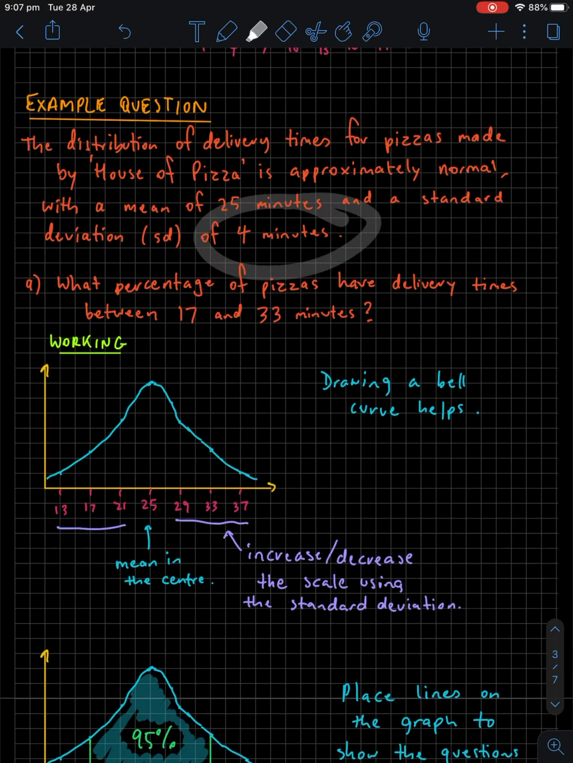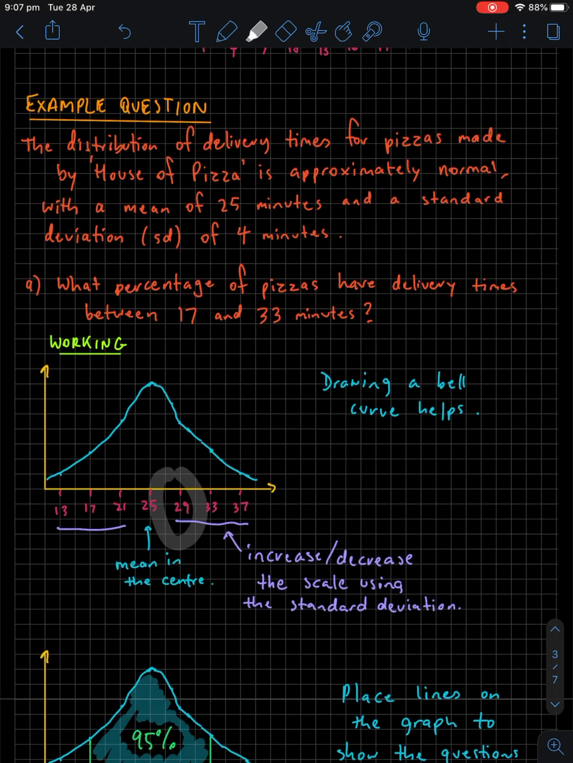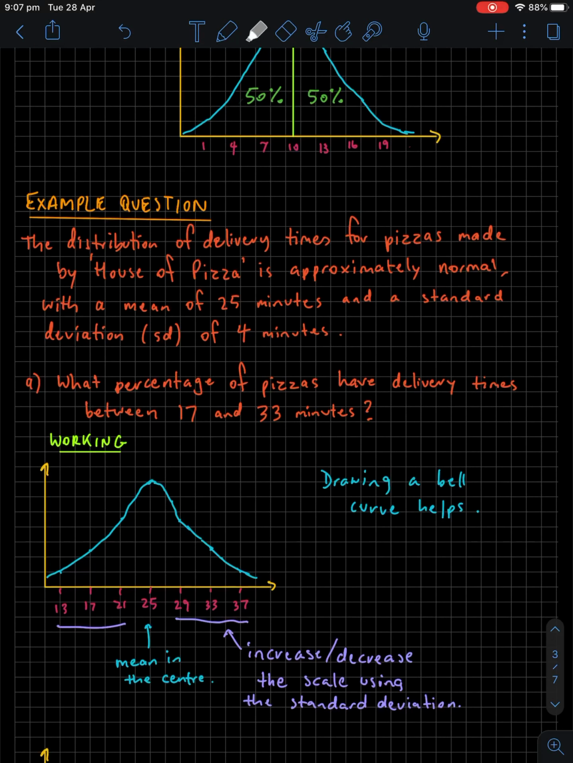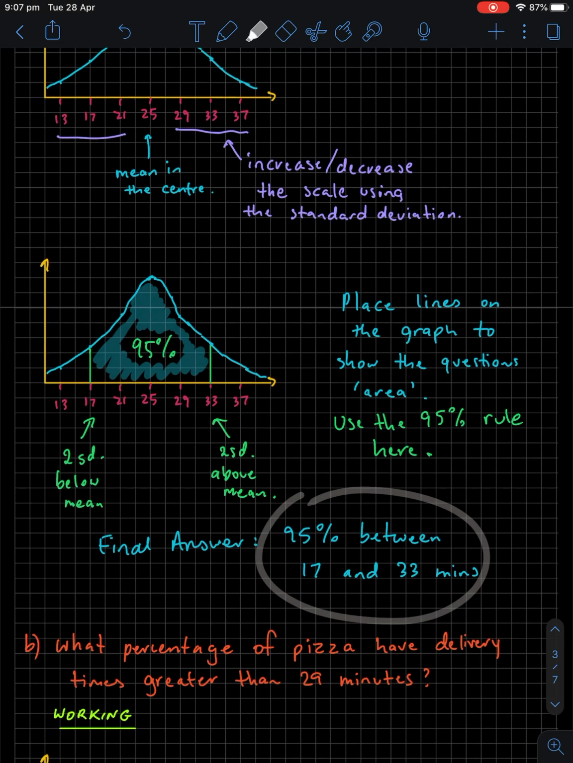So that's the first thing you need to be able to do, is to draw this sort of distribution. You want to make sure that you're going up and down by your standard deviation of 4 minutes. So I'm starting from 25, the average. I'm going to go up by 4 each time, and I'm going to have at least 3 lots of standard deviation going up. And then also I do the same thing going down. I'm going to go down by 4 each time. Okay, so we want to figure out the percentage between 17 and 33. Notice that those numbers do occur on our graph. That's usually going to be the case.